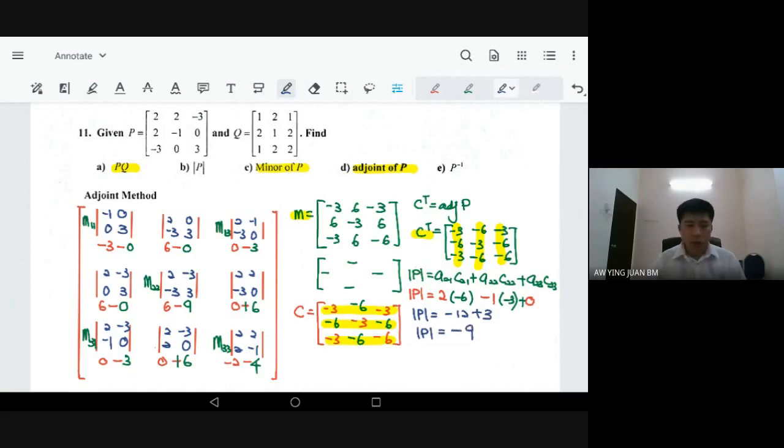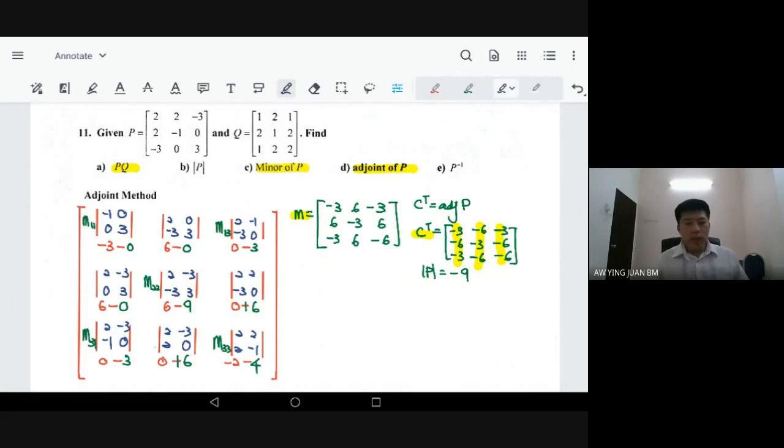So do remember, no matter which column or which row you are selecting, the determinant will always be the same. Also remember, the determinant is not equal to the modulus of P. It is totally different. The determinant is just a number, so it can be positive and it can be negative. So the determinant does not mean it is a modulus of P. So kindly take note.